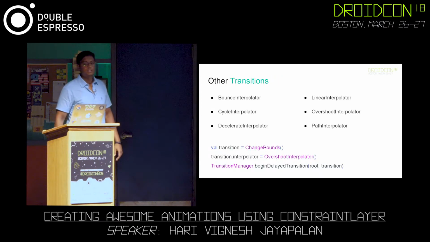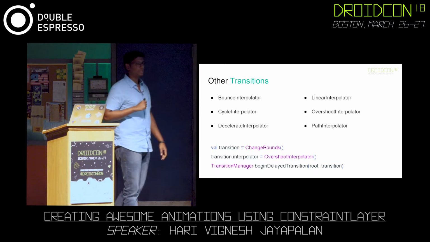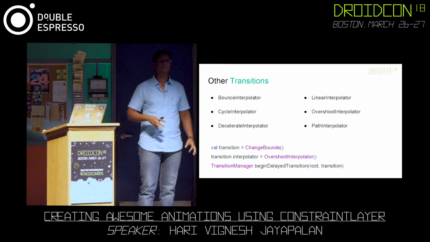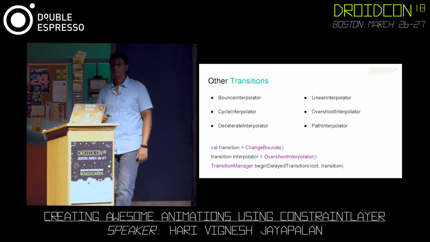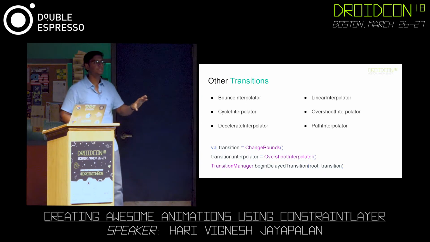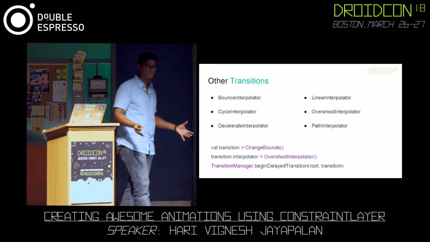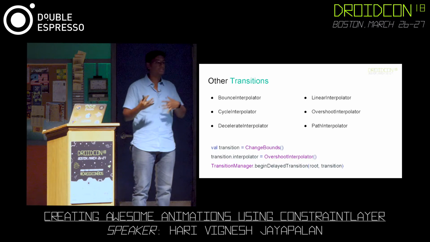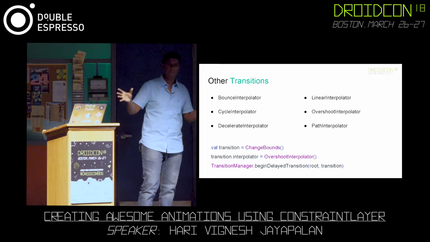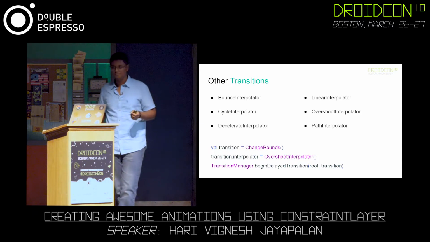And let's see what other transitions are available to us. The API provides default transitions, such as the bounce, the cycle interpolator, and the decelerate interpolator. These interpolators are nothing but the rate of change of the animation that's happening. And there is a class called ChangeBounds, which will measure the initial and final frame values that it has to use to initiate the transition.